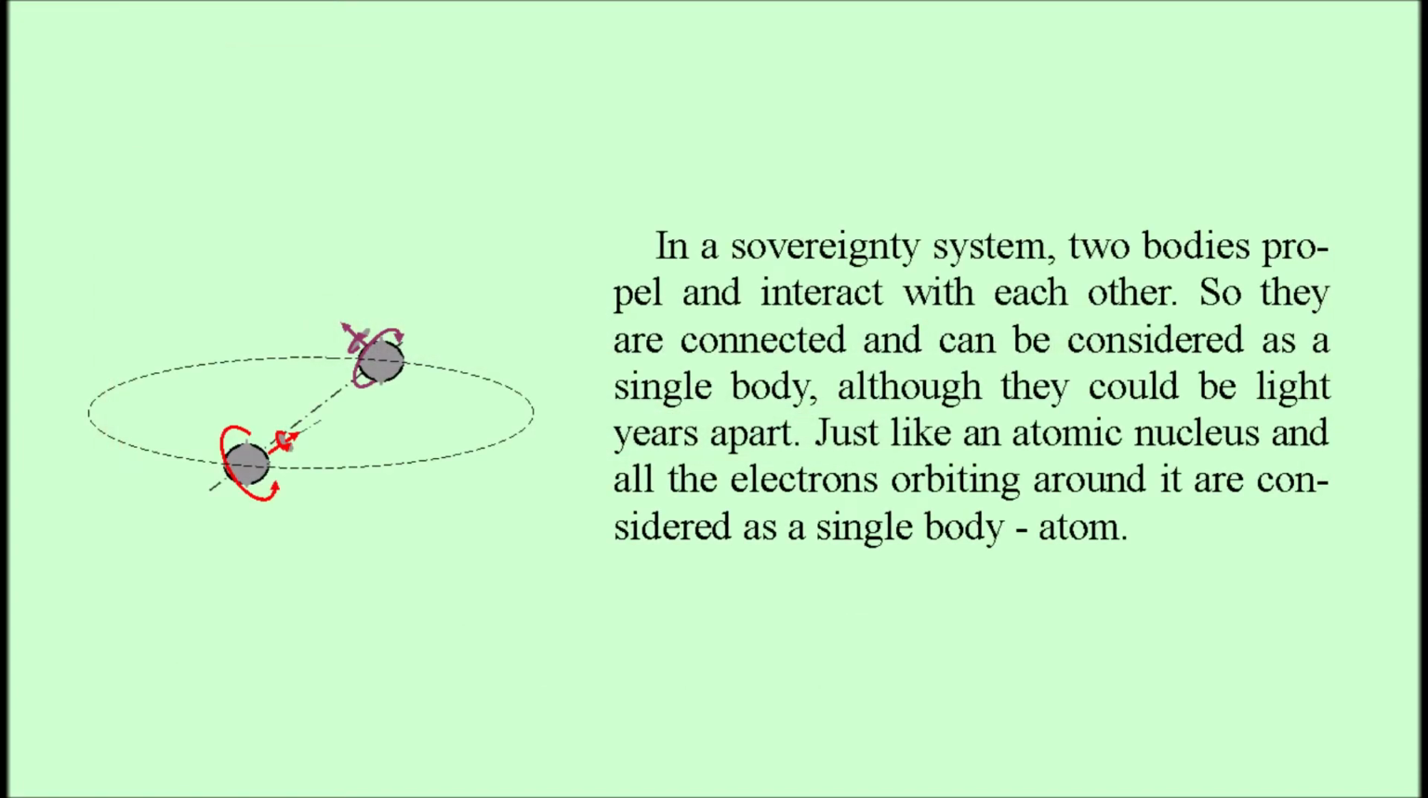In a sovereignty system, two bodies propel and interact with each other. So they are connected and can be considered as a single body, although they could be light years apart. Just like an atomic nucleus and all the electrons orbiting around it are considered as a single body, an atom.